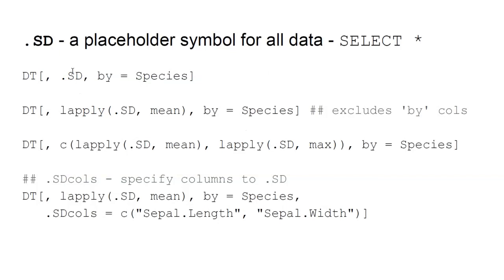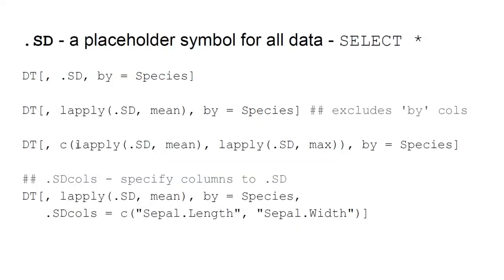Because in j we expect to have a list, we can use lapply, which on each column can apply a min, like in the second line. And here we apply grouping by species. Here it's good to mention that when we use .SD and the by argument, it automatically excludes columns that are used in by from the .SD. So the min will not be applied on the species column. It's only for other columns of the iris data table.